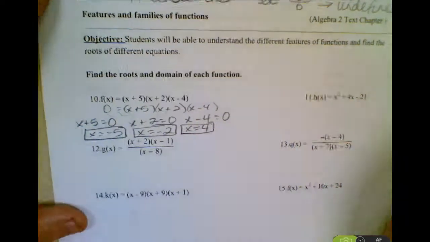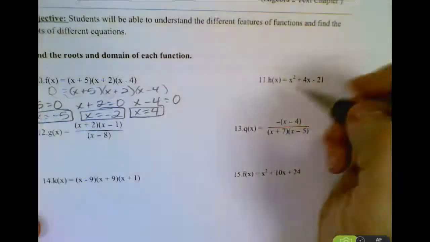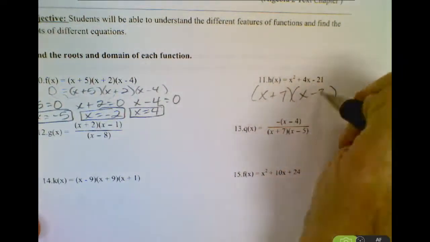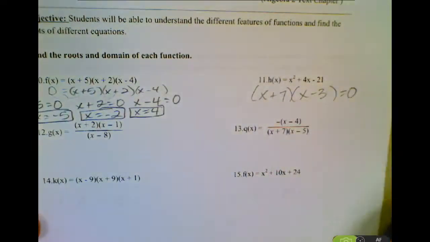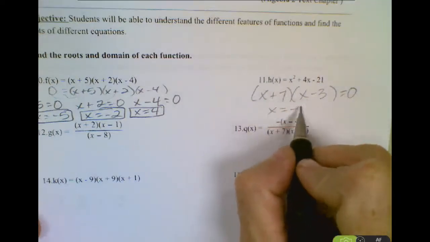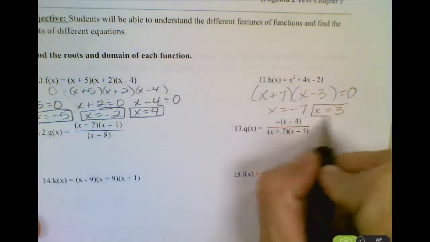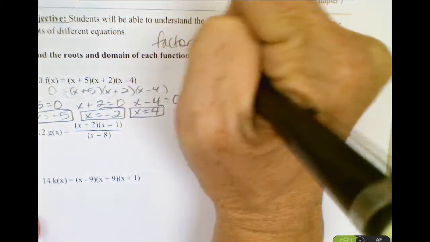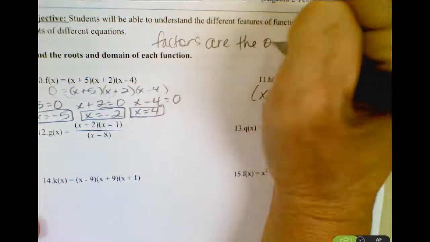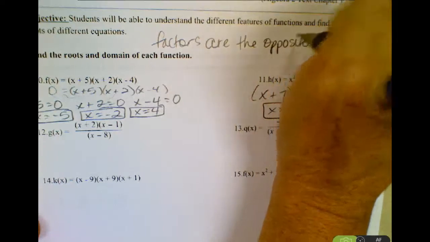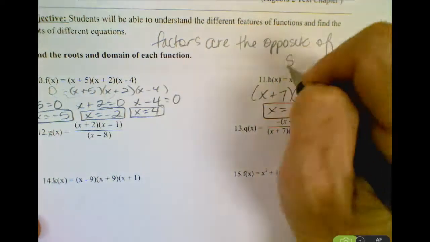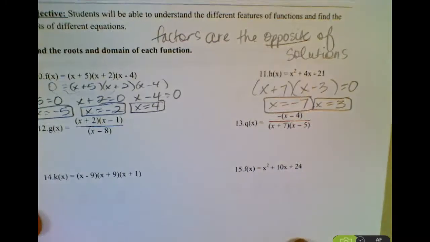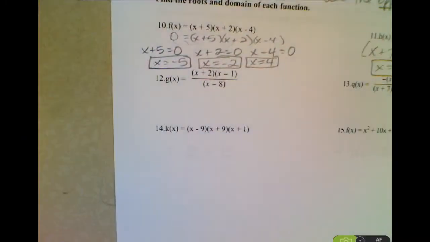Okay. For number 11, we just need to factor first. So you would have x plus 7 and x minus 3. Set those both equal to 0. So your solutions would be x equals -7, x equals +3. Remember, factors are the opposite of solutions.